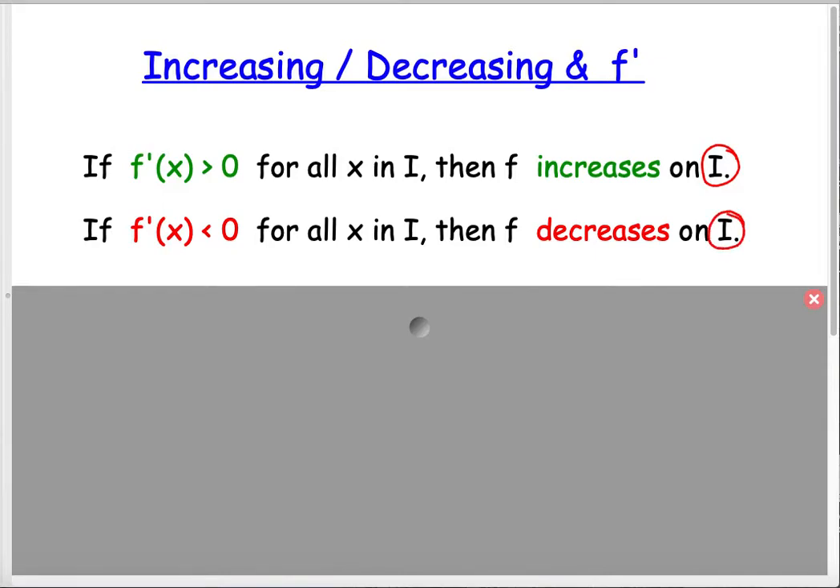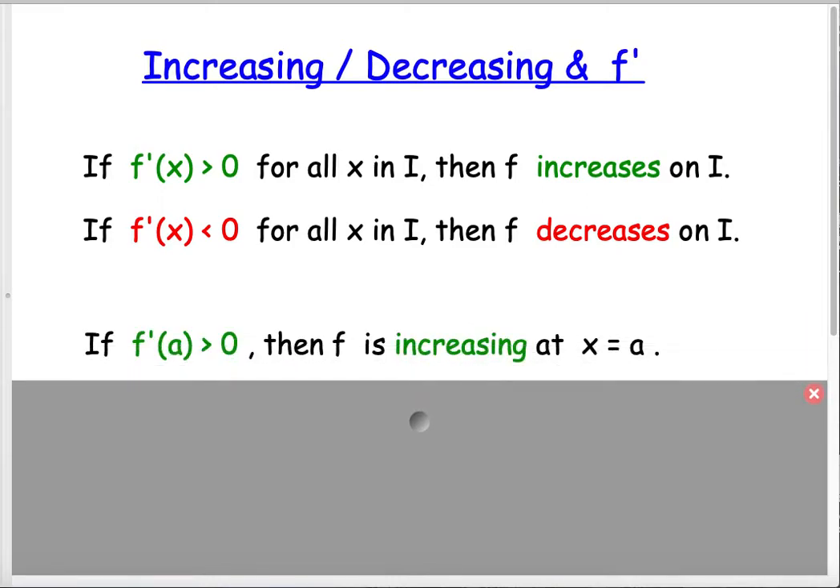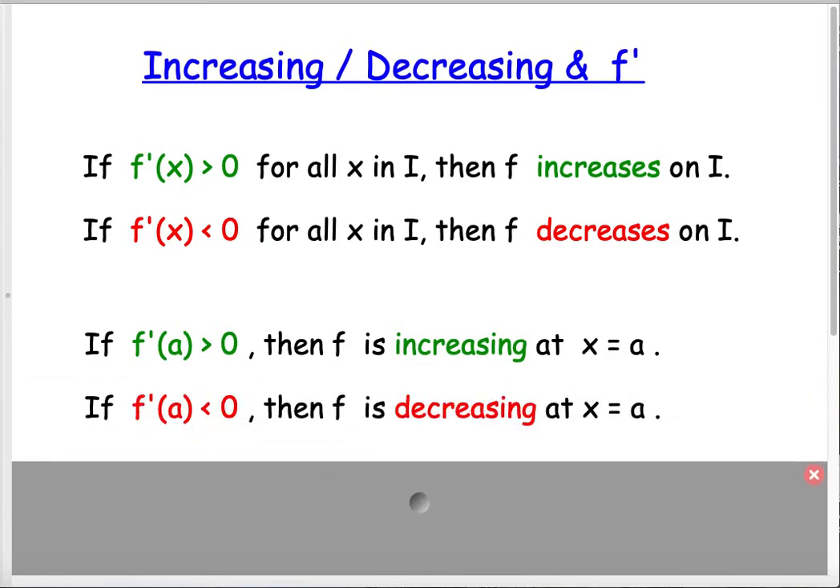What about at a specific point? And that's where calculus gets a little more in-depth, and IB just refers to the intervals. But if f prime of a, so at a certain value a, if the derivative is positive, then we say that our function is increasing at that point. And if f prime of a is less than 0, then we say that our function is decreasing at that point. So it's the difference between an interval or a specific point.